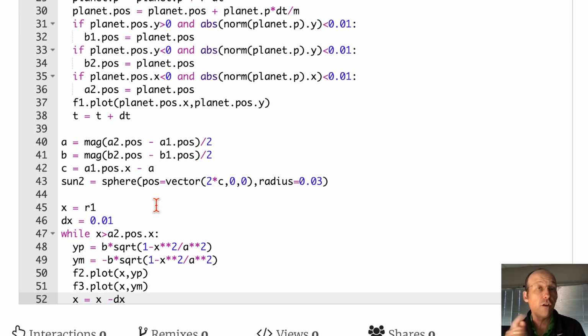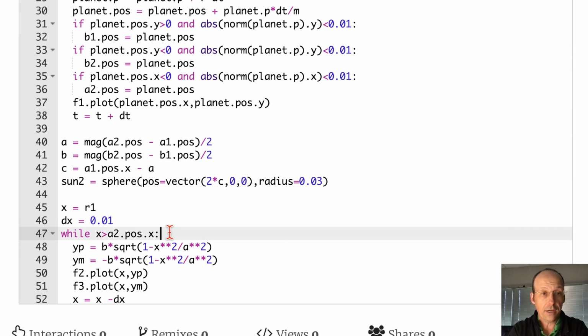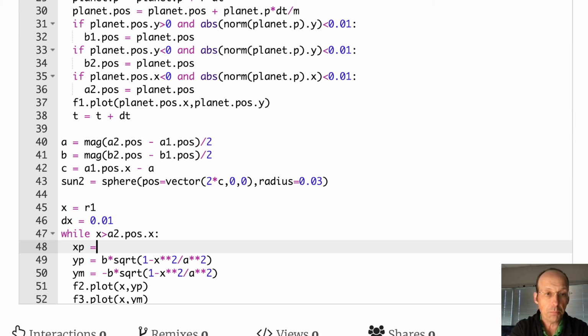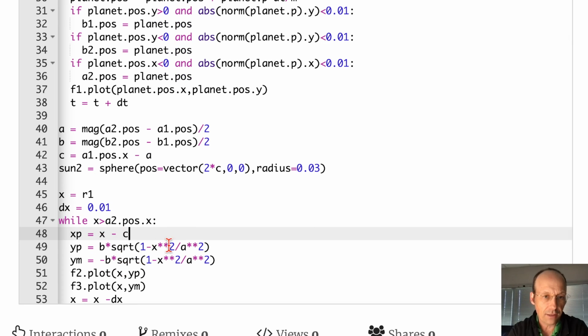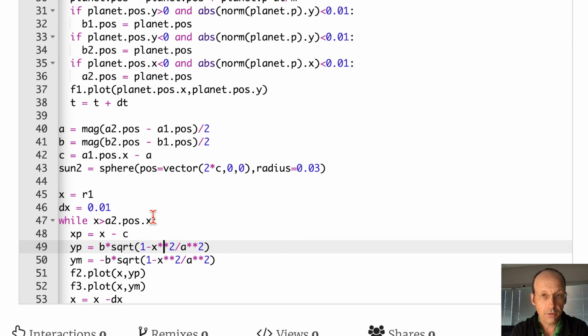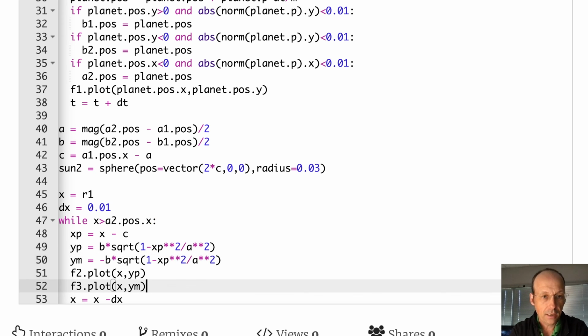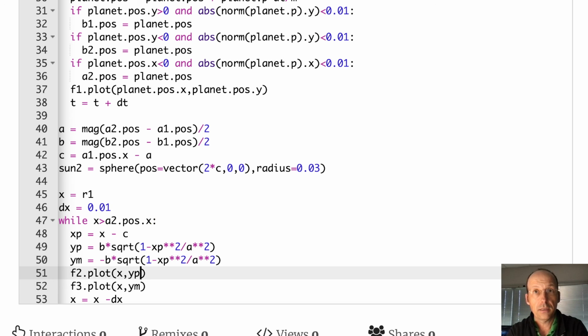I need to shift it over by amount c. So I'm going to go down here. I'm going to say xp, for the plotting x, is x minus c. And then every time I change x, that's going to change. And this is going to be xp now, right? Yeah, xp squared, xp. And then I'm going to plot just xp, just x.